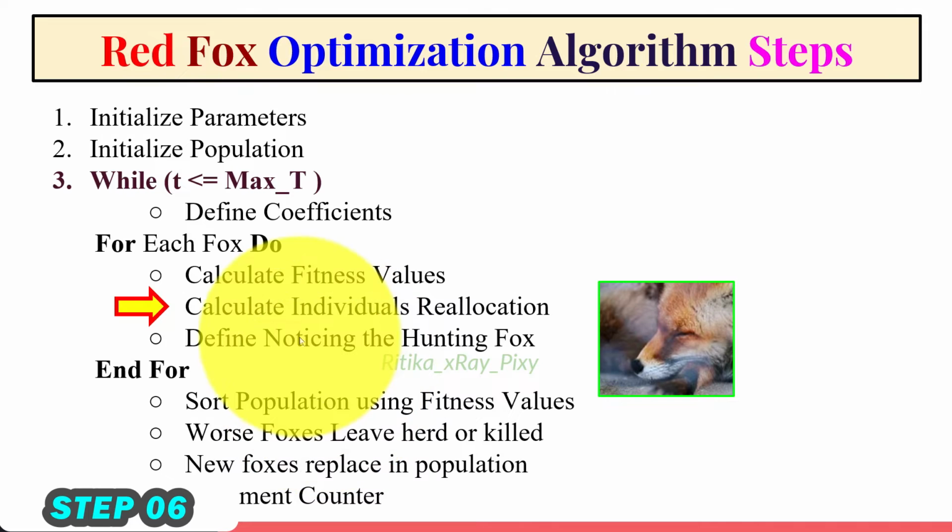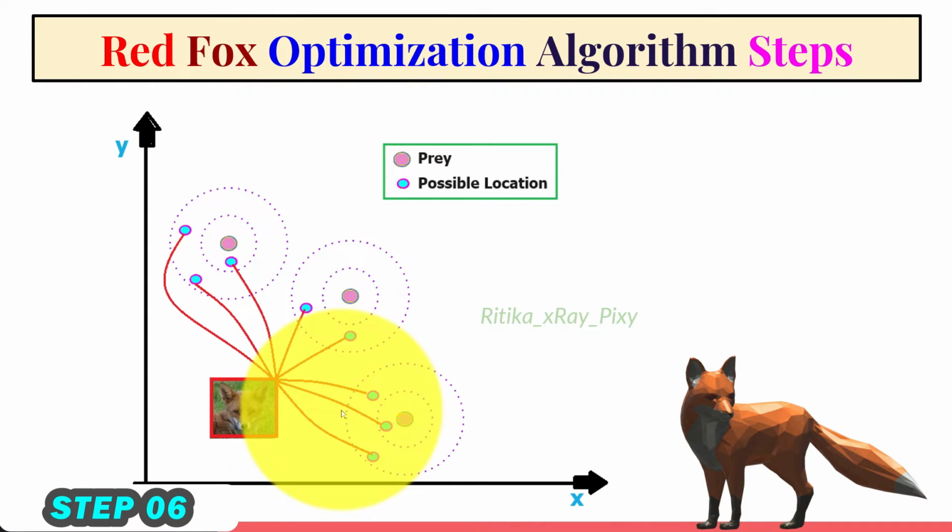After that, we will calculate individual relocation. You know how red foxes hunt. Red foxes are skilled and clever hunters. They use a variety of techniques to capture their prey. And about red foxes, we know they are intelligent; fast reaction and sharp senses all play an important role in their hunting.